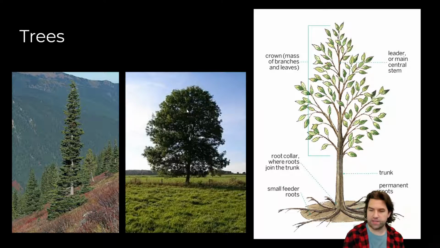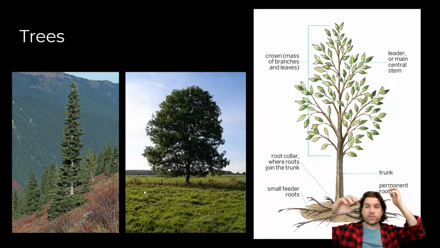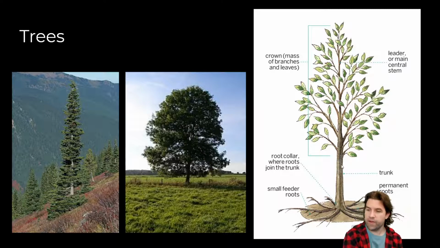And they have a similar structure of large permanent roots and a single trunk that the branches start coming out of after a certain length. So whether it's a conifer or a deciduous tree, there's a certain height that we get to before the branches start coming out. And then the branches split multiple times, and it forms overall what we're going to call a crown.